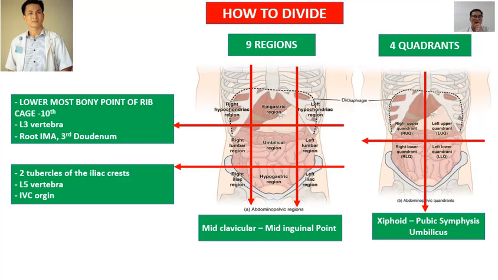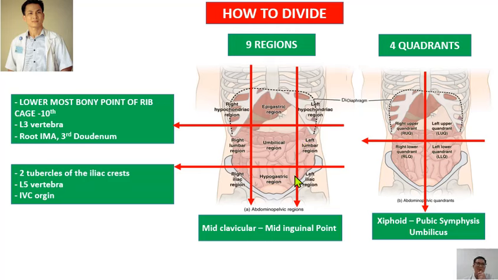The right hypochondrium, here the right hypochondrium region, and here the epigastric region, here the left hypochondrium region, and here the left flank, the left iliac fossa, the hypogastric region, the right iliac fossa, and the right lumbar region. And the last one is the umbilical region.